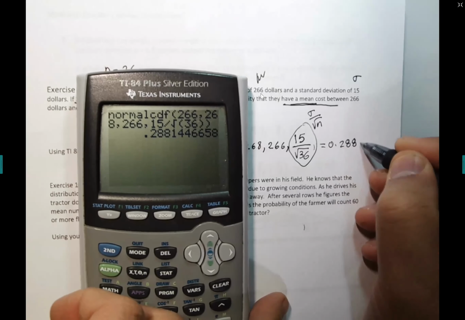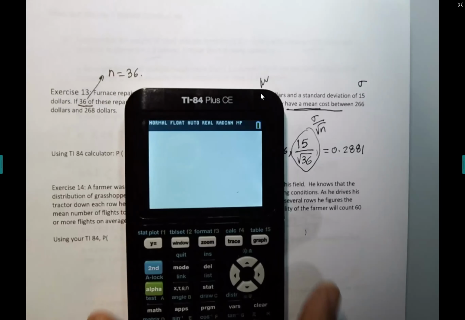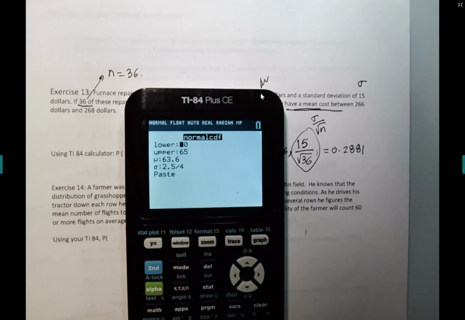Can you do this with the other calculator? Yeah. Let's do this with the other calculator. So go second and distribute, normal CDF. Lower is 266, upper is 268, mean is 266, and standard deviation, 15 divided by the square root of 36. There you go. And then when you paste, you're going to get back to the previous calculator, same formula. And you should get the same answer.